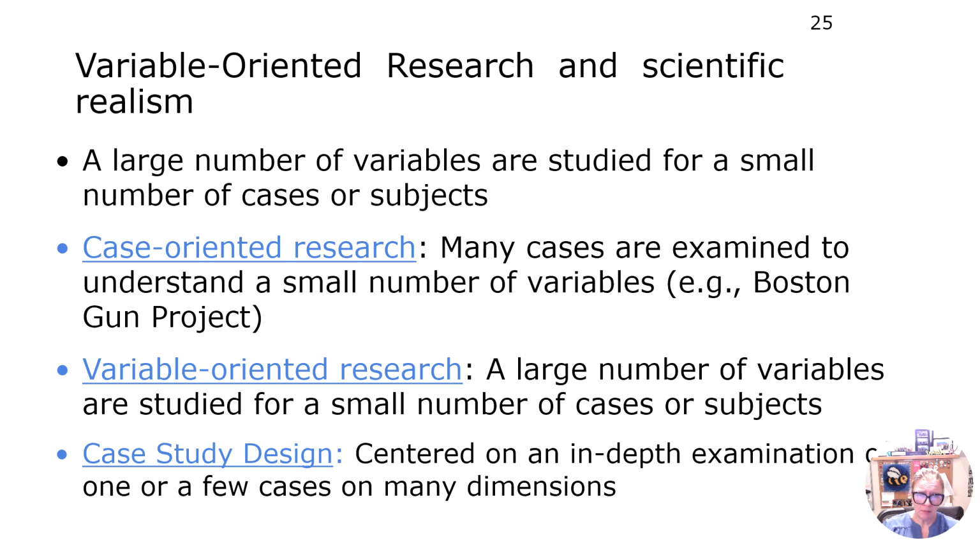Case-oriented research is where we're looking at a lot of cases to understand a small number of variables. We're looking at just a few issues, but we're going to look at a lot of cases, okay? And variable-oriented research is a lot of variables with just a smaller number of cases.